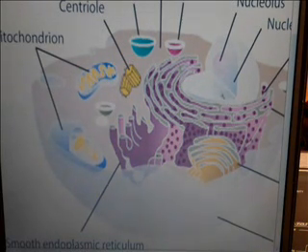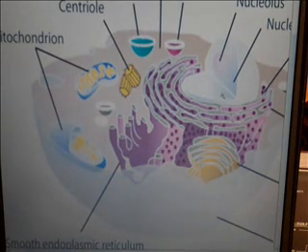I want to remind you that cells are inorganic, which means they don't have a defined shape. They're not like squares or rectangles or anything. And for that reason, it allows them to float around in fluids.